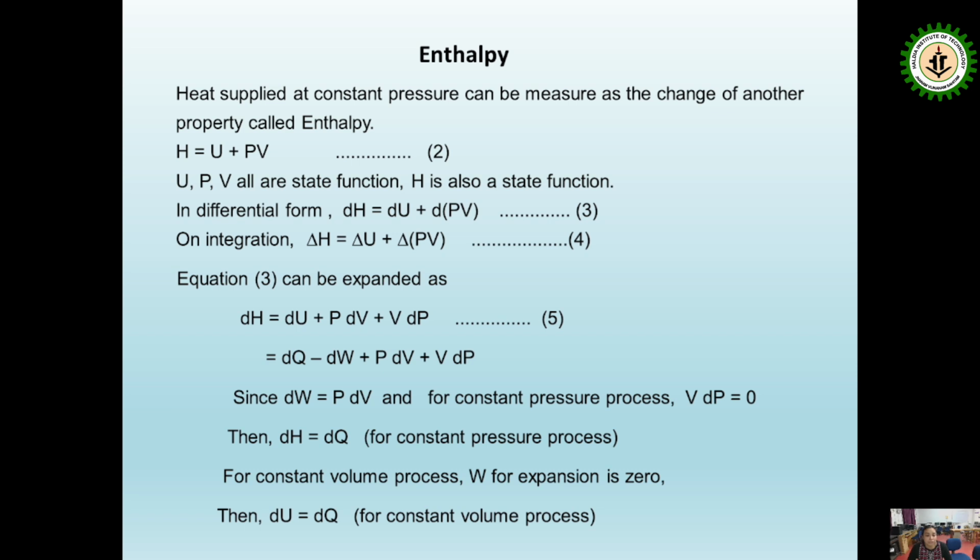So dq, that is heat added to the system at constant pressure, is equal to the change in enthalpy of the system, provided the system is at constant pressure. For a constant volume process, W for expansion will be 0. So in equation 5, and from the first law of thermodynamics, dU equal to dq. So heat added at constant volume will be equal to the change in internal energy.